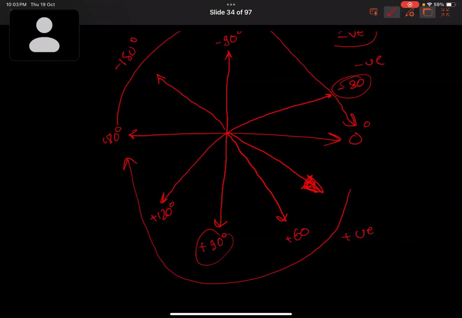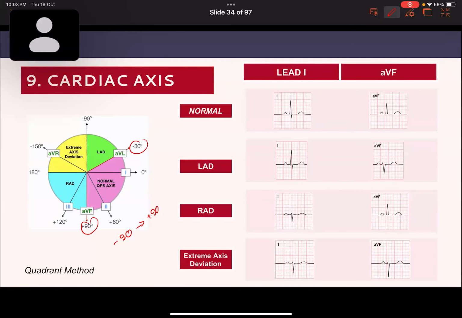Let's say that if we go back to the slide, we said that the normal cardiac axis is between negative 30 and positive 90. If it was more towards the right side of the normal QRS axis, that would be the right axis deviation. And the right axis deviation is between positive 90 and 180 degrees. How would you remember this? Again, by drawing this cardiac axis.